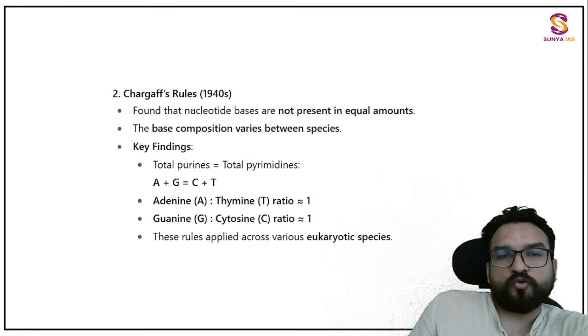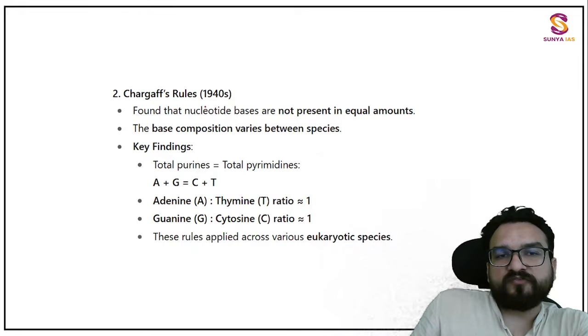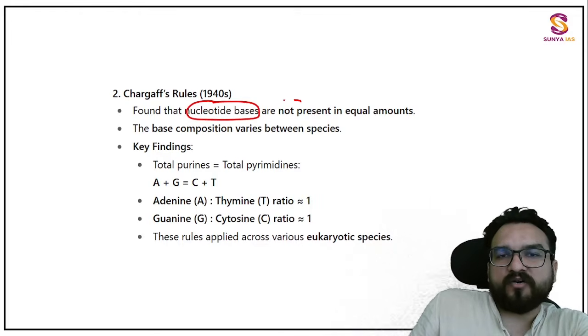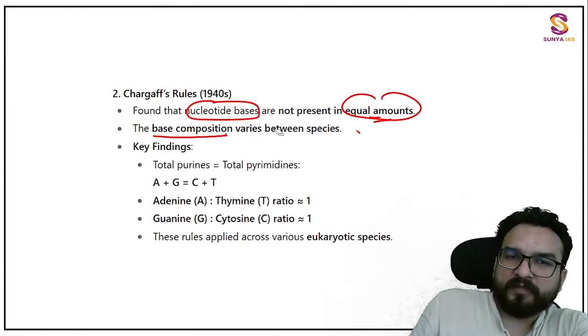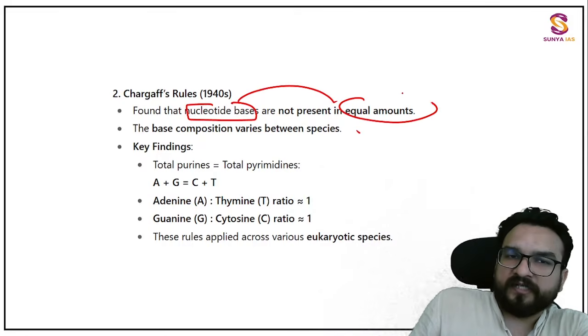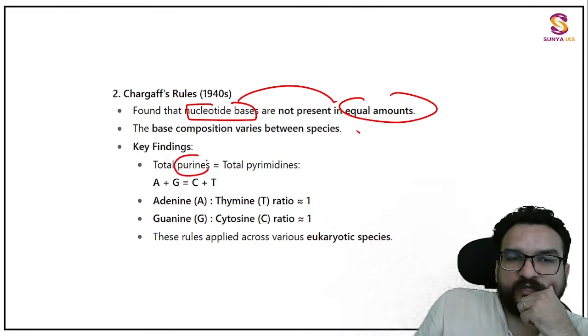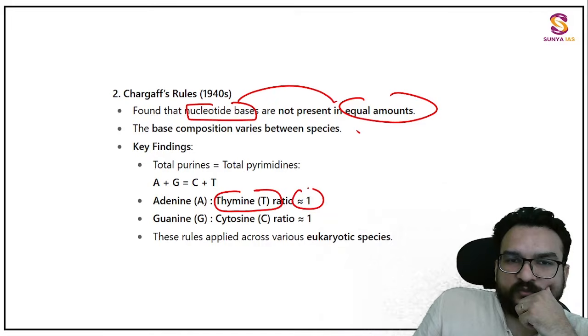Now see this one rule over here, that is Chargaff's rule, guys. Chargaff found that nucleotide bases are not present in equal amounts. The base composition varies between species. No need to remember, but try to understand this statement, that nucleotide bases are not present in equal amounts. The key finding is that total purines A plus G will be equal to total pyrimidines C plus T. So the A to T ratio is equal to 1 and the G to C ratio will be equal to 1.